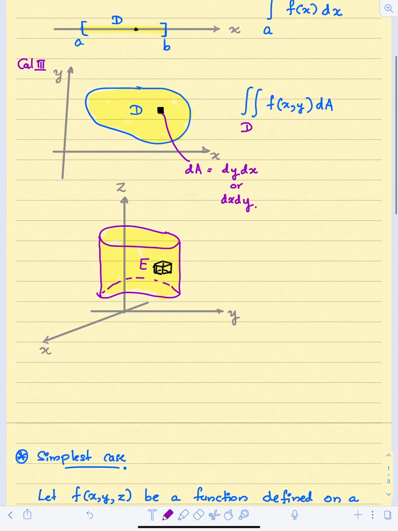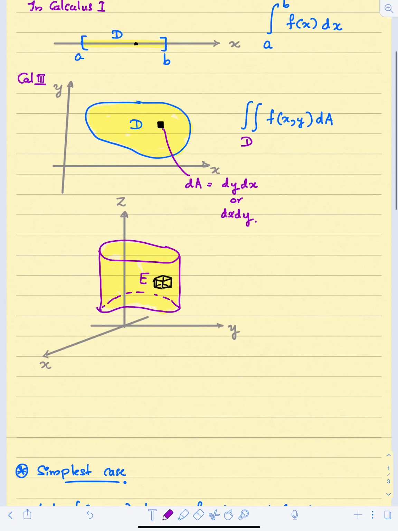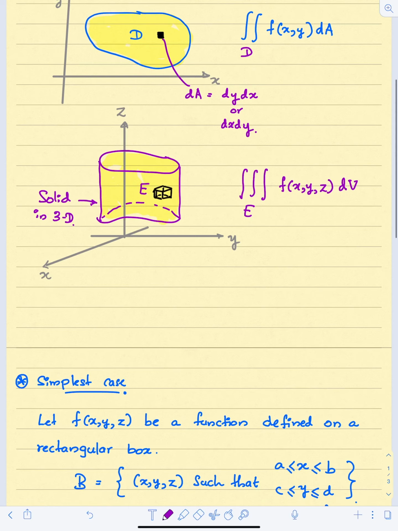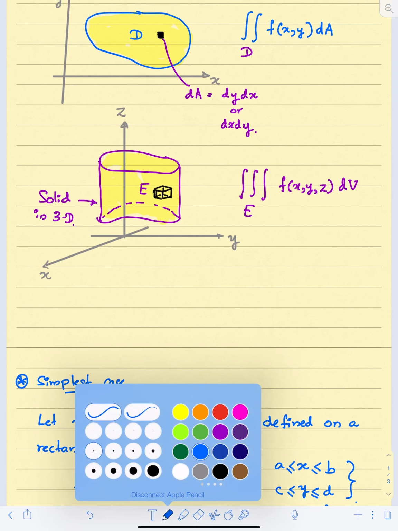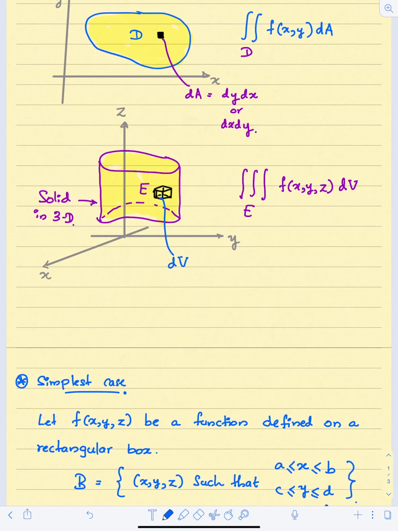Okay. So in this section, we are going to consider a triple integral. Now our function depends on three variables, x, y, and z. Now instead of dA, we have a volume element dV, and our volume element dV is in the domain E. Now this domain E is a solid. It's a solid in 3D, and this is our volume element dV.